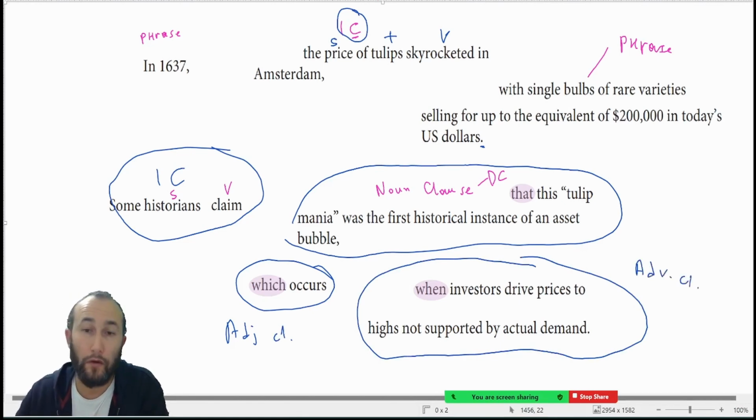Right. Now, I just want to show you the subjects. For the noun clause, "that this tulip mania," tulip mania is the subject, was is the verb. In "which occurs," the connector itself is the subject, occurs is the verb. In "when investors drive prices," investors is the subject, drive is the verb, guys. Okay, now we've separated them into separate pieces.